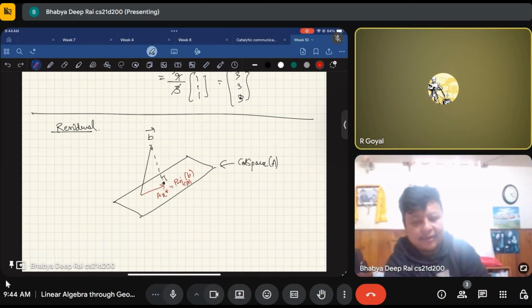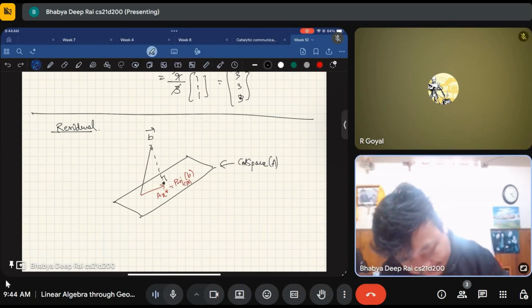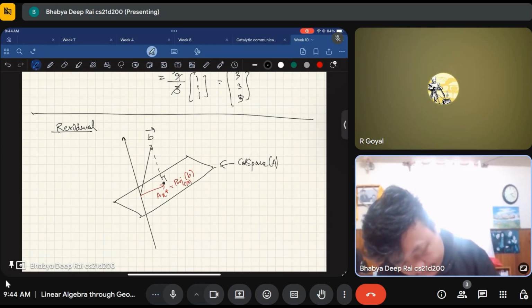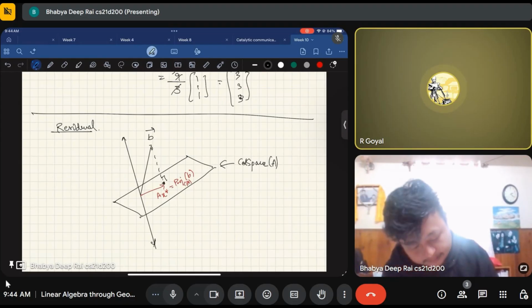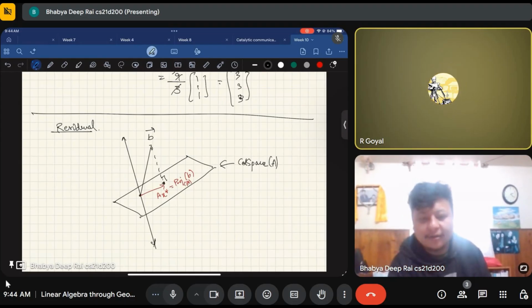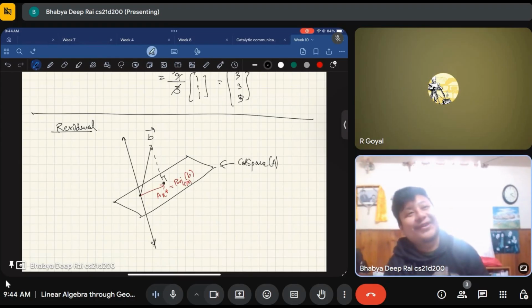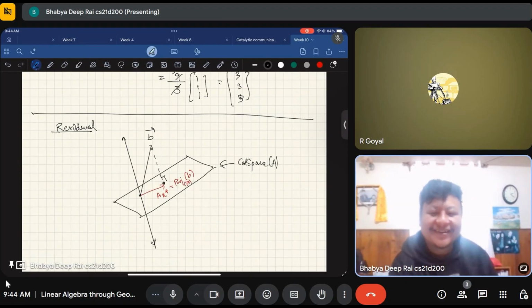Just to give you a hint, this is the origin. So can we take the help of the null space or something? I don't know if you can, but that is not required. But you are very close.